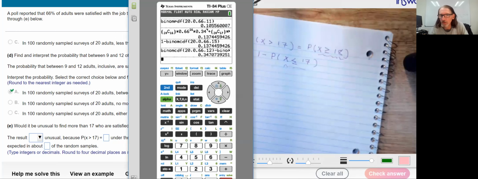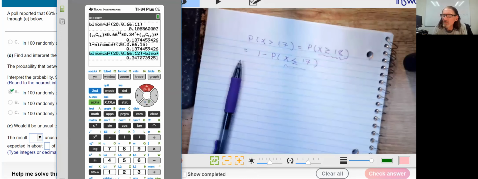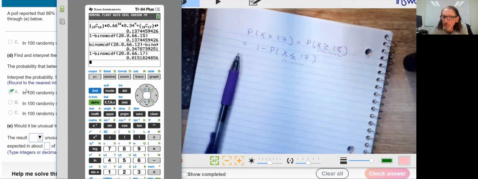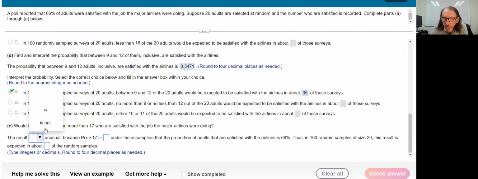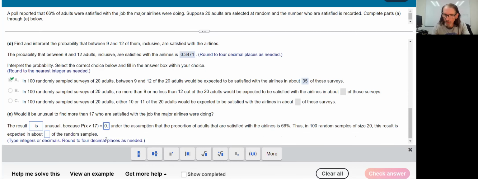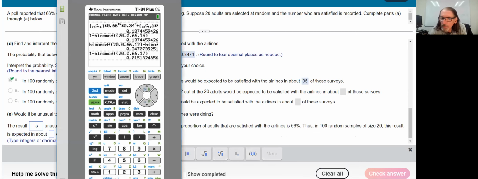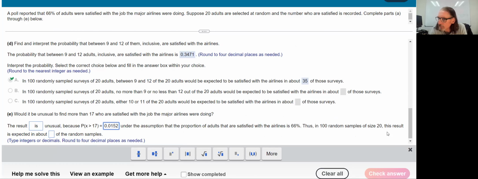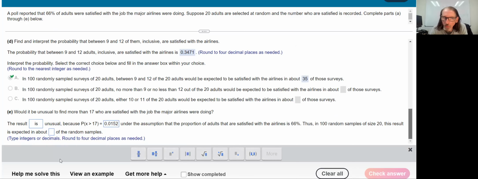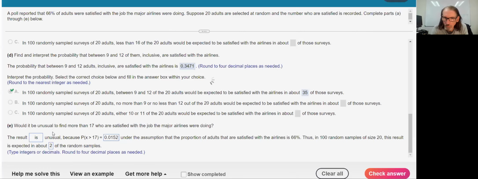All right, so let's see here. We did something similar previously. So let's see. If they want that to 4 places, that would be 0.0152, which is less than 0.05. 0.0152. Double checking that. Yes. And so we multiply this by 100 and round appropriately. We'd expect more than 17 satisfied in about 2 of the samples. All right.